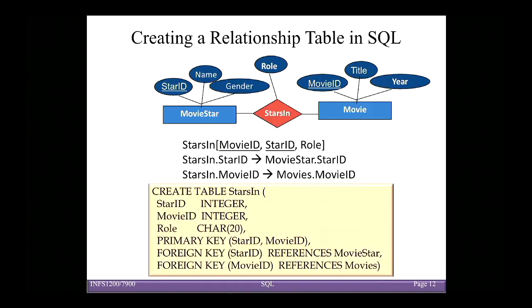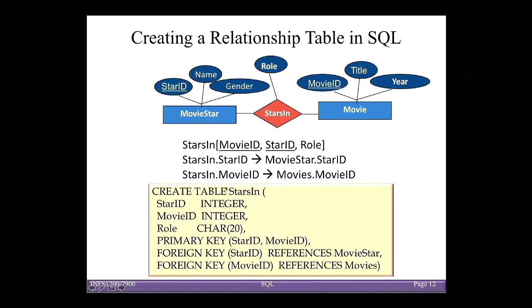We all good? All right, what about relations? So relationships, let's take this stars in. That stars in is going to be between movie stars and movies. We've talked about that before. So the relation has movie ID and star ID as the primary key. There are two foreign keys. Stars in.star ID is referencing movie star.star ID. And stars in.movie ID is referencing the movies.